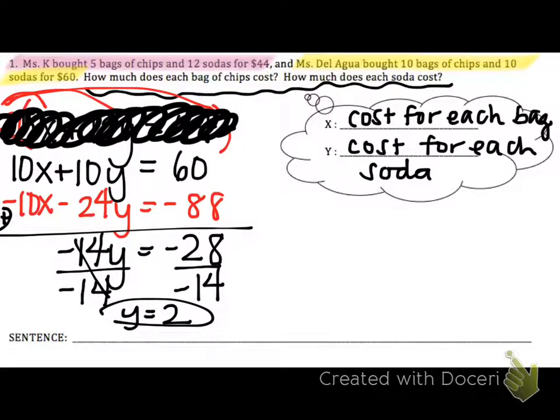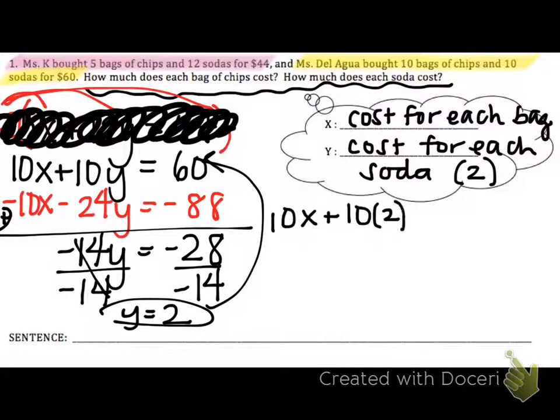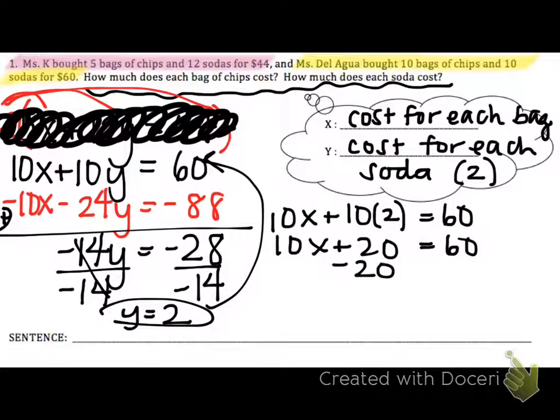Keep in mind that the y is the cost for each soda. $2 for each soda. Let's use that and plug it back in. So if I plug it back into this top black equation right here that I can still see, that would probably be easier. But I could also do it to the one that I covered up. It's all good. So I get 10x plus 10 times 2, because I put it in for y, equals 60. 10x plus 20 equals 60. Go ahead and keep solving out.